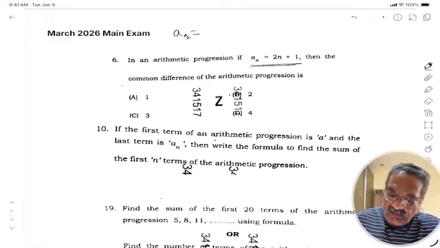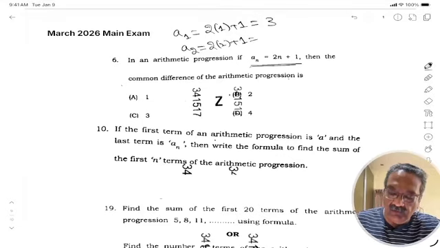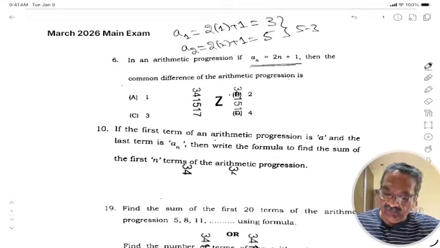The first term a1 will be 2 into 1 plus 1, which is equal to 2 plus 1, 3, and second term a2 will be 2 into 2 plus 1, which is equal to 4 plus 1, 5. So the common difference is 5 minus 3. So its answer is 2.